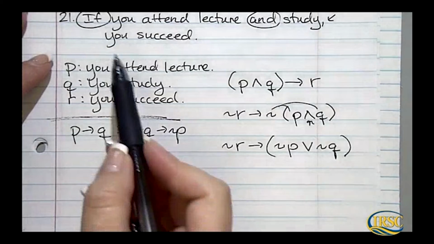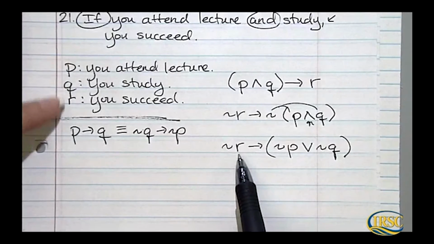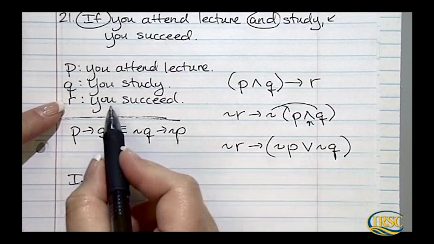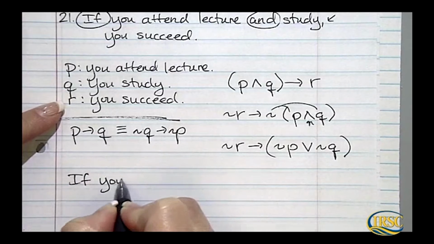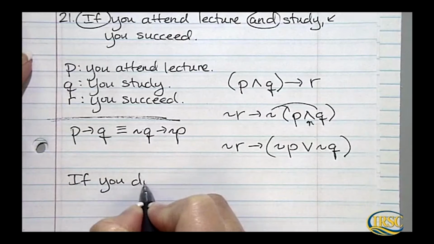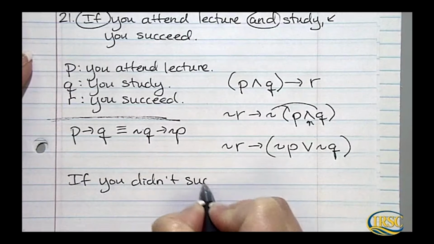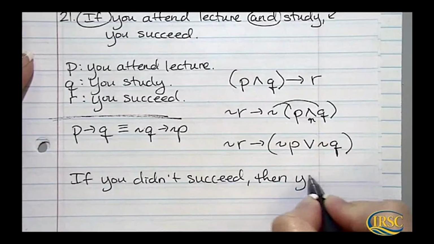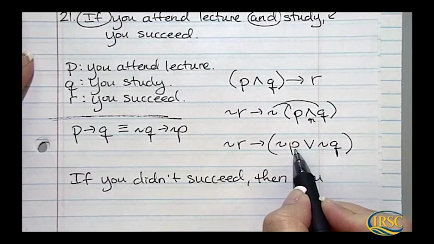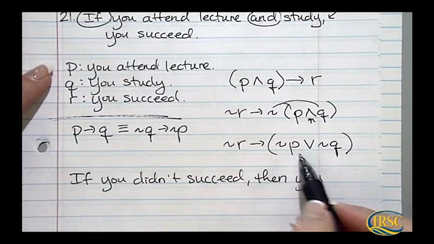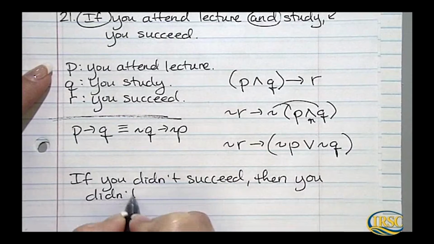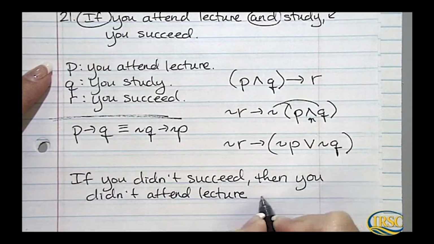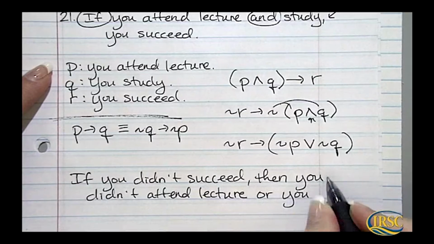And so we've got if not R, if you don't succeed, or if you didn't succeed, however you want to put that, then you didn't attend lecture, or you didn't study.